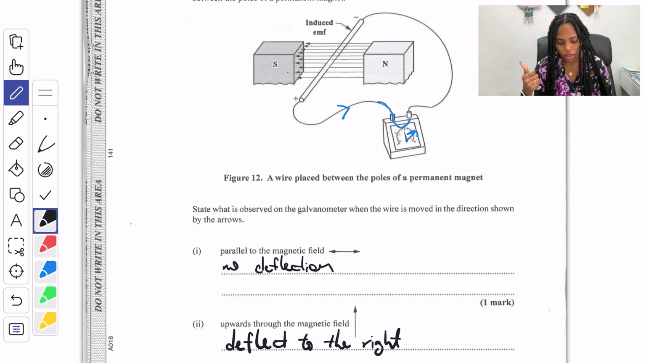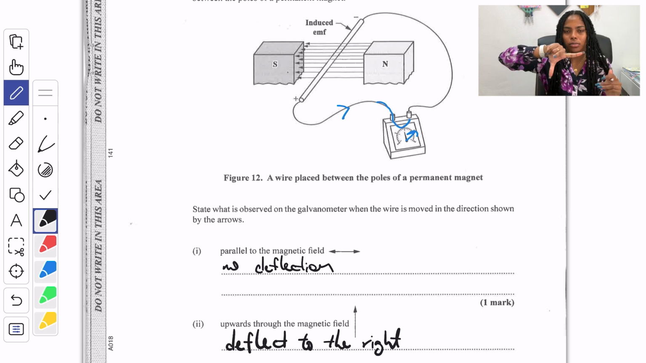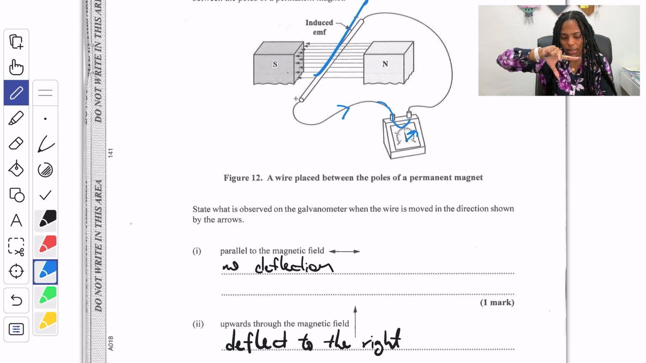Next they say downward through the magnetic field. So FBI, it's moving down, force is down, magnetic field is north to south. I means it's moving this way now into the page, which is here. So it's going to come here, try to flow this way, so it will deflect to the left.